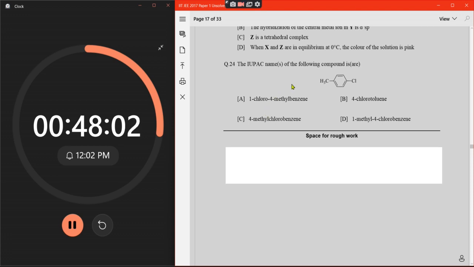IUPAC name of the following compound. Okay, it's like toluene, right? So 1, 2, 3 para-toluene. Okay, 1 नहीं, 4 fluoro methyl. Oh, okay, you don't.